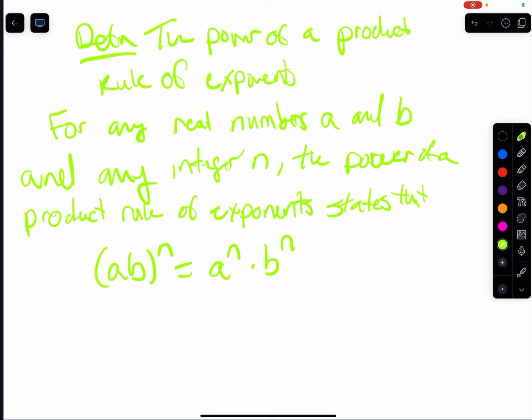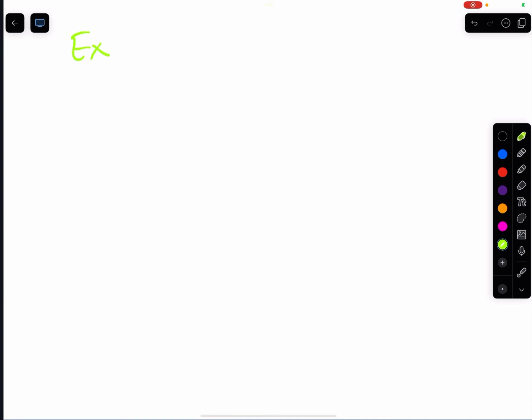So let's try an example. What if we have 2t raised to the 15 power?